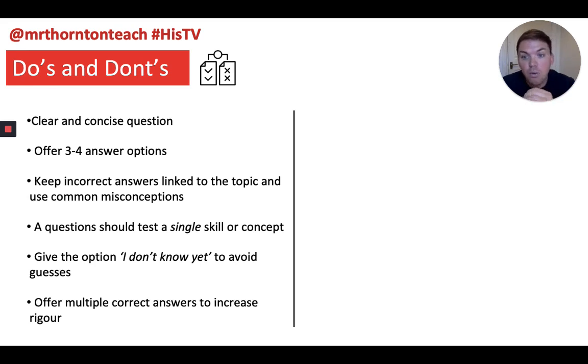A question should test a single skill. You only want to find out one bit of knowledge within that question. So if you want to find out multiple, split them into two or three questions. But you should only want to find out one thing from that one question. Too many things, you're adding too many variables that you can't really make clear inferences from.